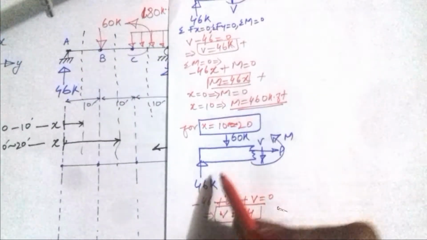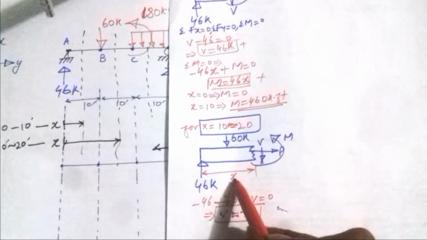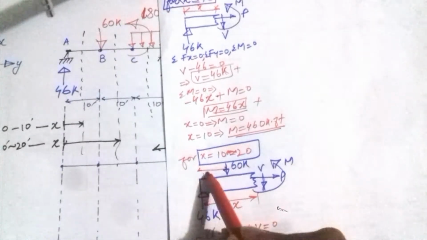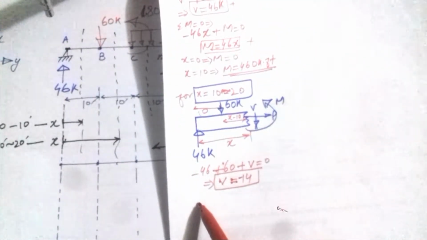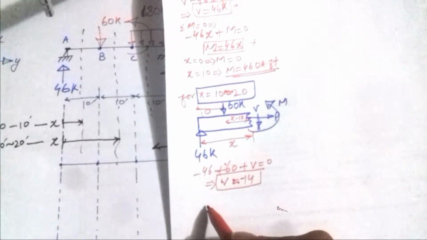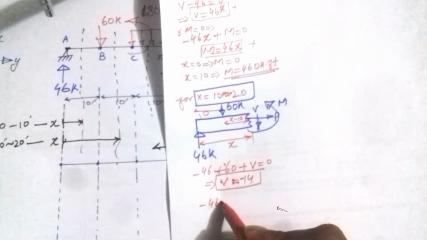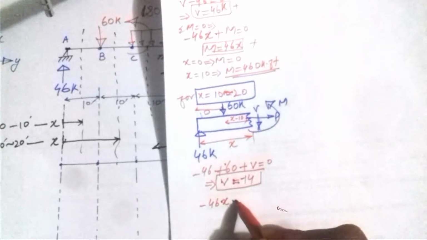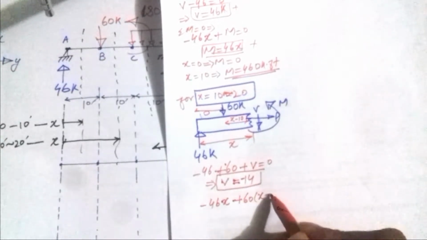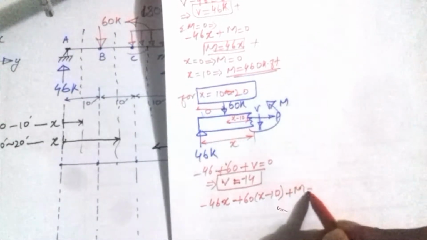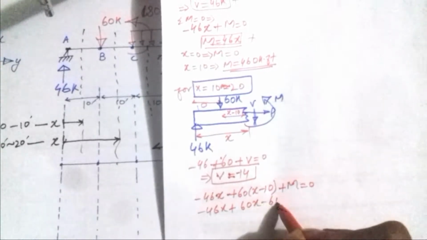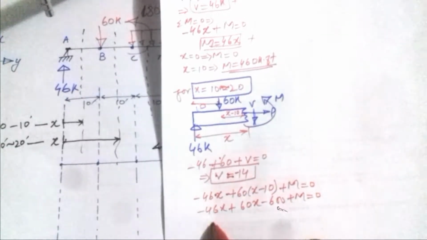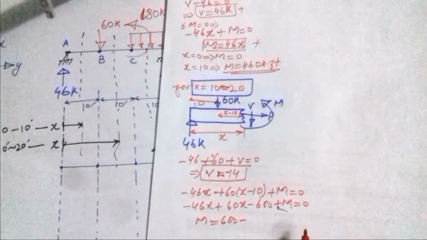Now the bending moment. As the length of the complete section is x and this length is 10, this length is x minus 10. So from here I can calculate the summation of moment. This is clockwise, so taking clockwise as negative: minus 46 times x plus 60 times (x minus 10) plus M equals 0. Solving it, M equals 600 minus 14x.